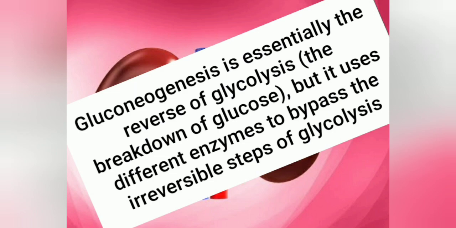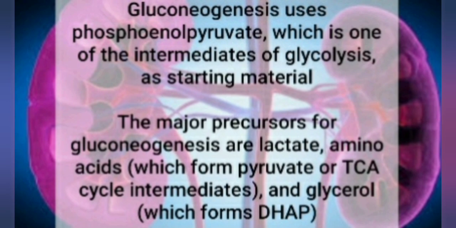It essentially is the reverse of glycolysis, that is the breakdown of glucose, but it uses different enzymes to bypass the irreversible steps of glycolysis. If you can recall the process of glycolysis, there are certain irreversible steps. Those irreversible steps are not seen in the process of gluconeogenesis. Gluconeogenesis uses phosphoenol pyruvate, which is one of the intermediates of glycolysis, as the starting material.